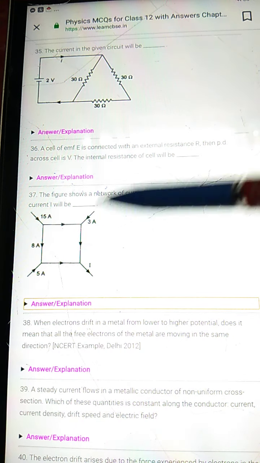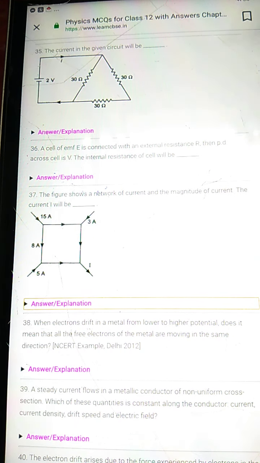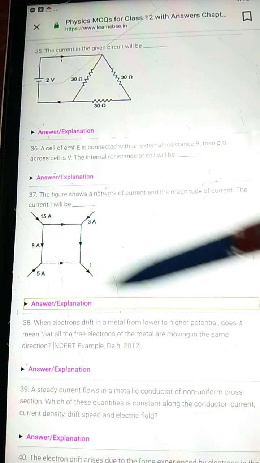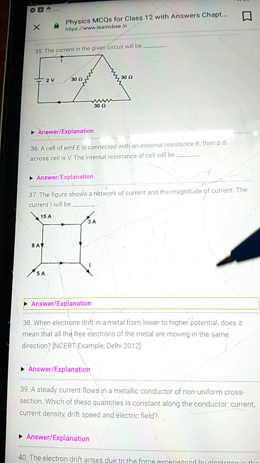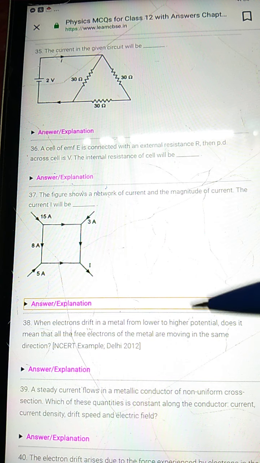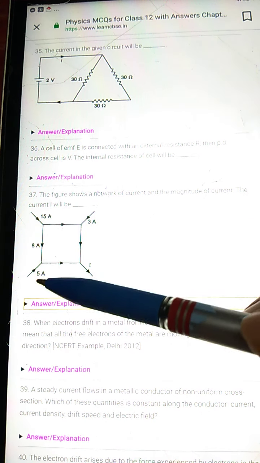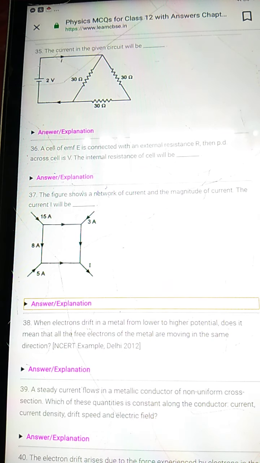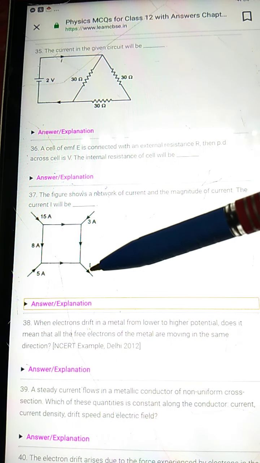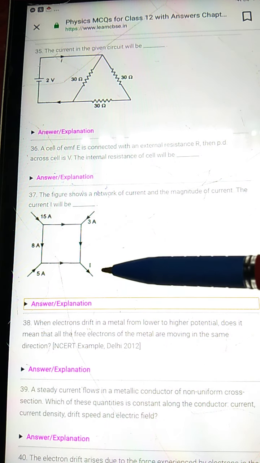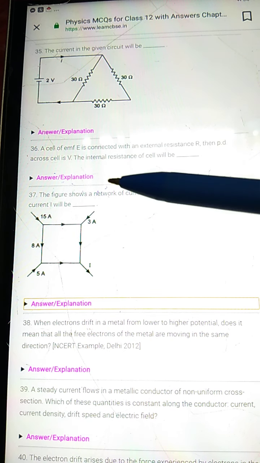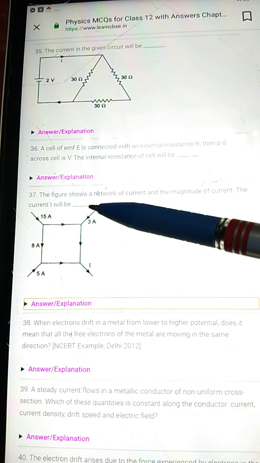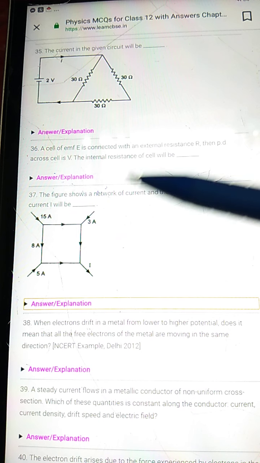There are 3 branches through which the current is entering the square, and there is only one path through which current can escape. So current entering the square must be equal to the current escaping from the square. So net current entering the square is 15 plus 5 plus 3, that is 23 ampere. Therefore 23 ampere current must escape through the square. Therefore your I must have the value of 23 ampere. So 23 ampere you must put in the blank to make the statement correct.